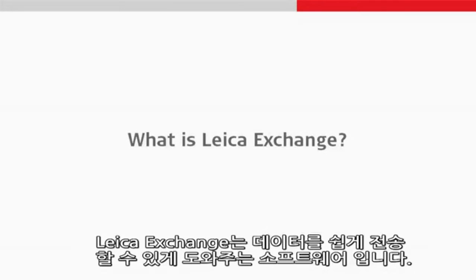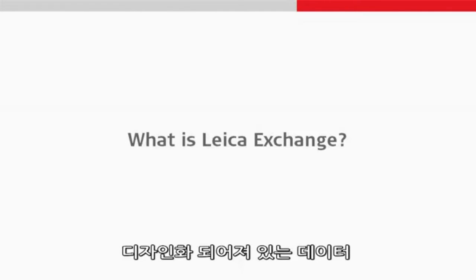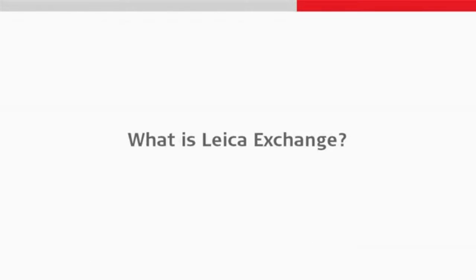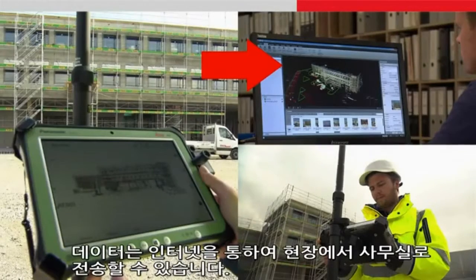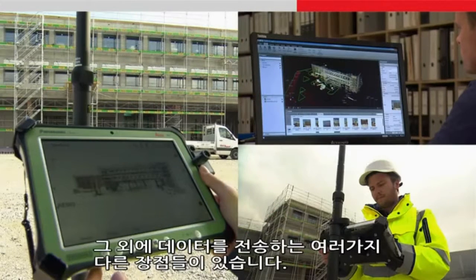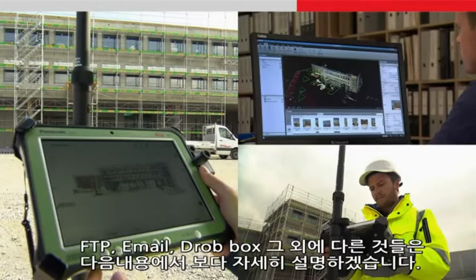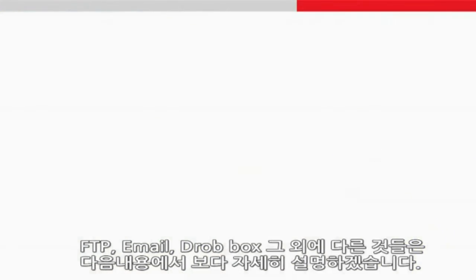VAPLeica Exchange is a software service which allows the easy movement of data, such as measured data, design data, code lists and so on between users. Data can be transferred over the internet from the field to the office, or vice versa, or between users in the field. There are many advantages in using VAPLeica Exchange over other ways of transferring data, such as FTP, email or even Dropbox. These will become clear later.